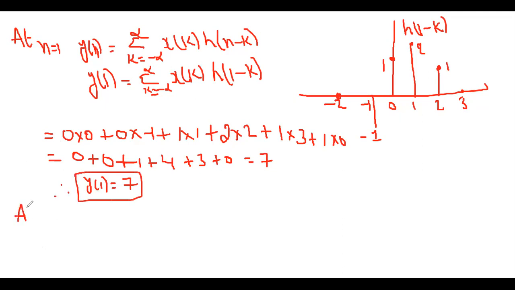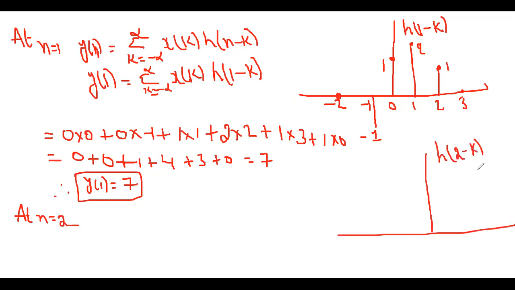Similarly, at n is equal to 2, now you can add the h of 2 minus k. So again it is a shifted one sample. Minus 2 is a 0. Now the minus 1 is also 0. At 0, the value you will get is minus 1. And 1 is a 1. 2 is a 2. 3 is a 1. So minus 1, 1, 2, and 1.